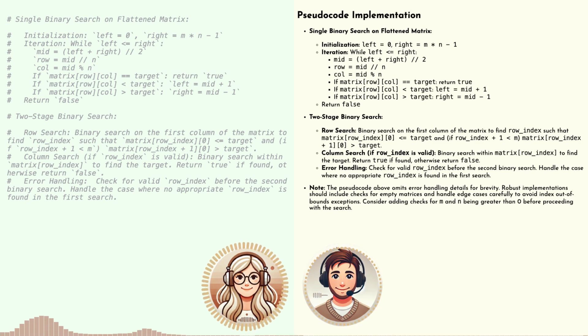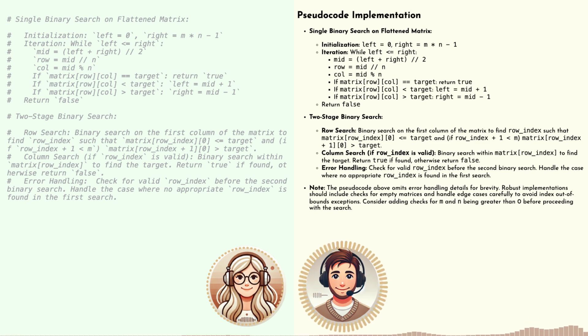And within the loop, we calculate the middle row index by averaging the left and right pointers. Now we check the first and last elements of that middle row. If the first element is less than or equal to our target, and the last element is greater than or equal to our target, then we've struck gold. We found our potential row, and we can break out of the loop.